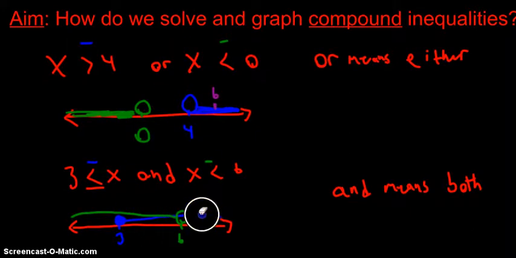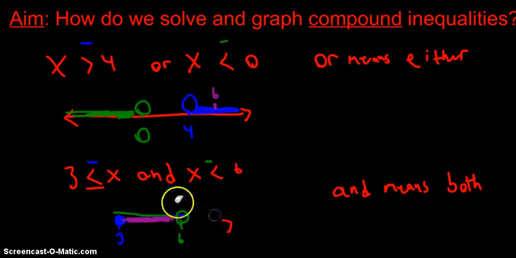So these values over here, whoops, that was too big of an eraser. I don't know why it's erasing the entire line when I do that, but that's not going to work for me. The only values that make both of these true is this middle area. Alright, so this would be the solution set of that inequality. Let's see if I can erase. It's a little better.